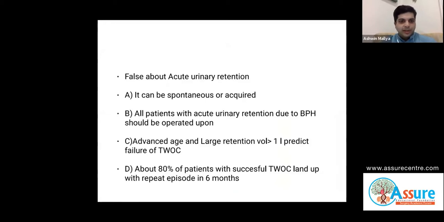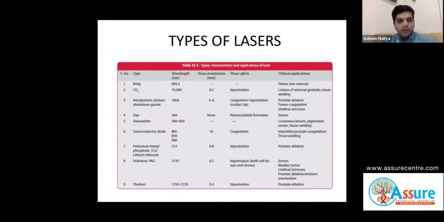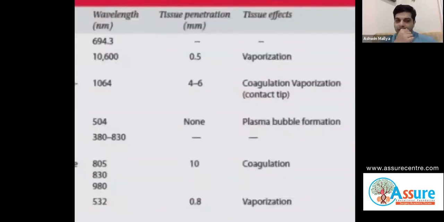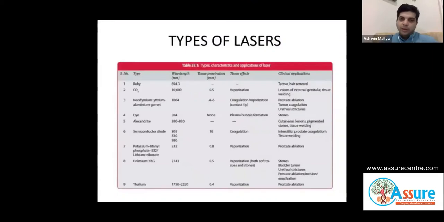This has given the wavelengths of holmium YAG and thulium. The wavelength is almost similar. For holmium, it's around 2140, and for thulium, it's between 1750 and 2200. The tissue penetration is almost similar. That's why thulium is also used for enucleation of the prostate. For holmium YAG, the tissue penetration is 0.5, that is half a centimeter, and thulium is 0.4.